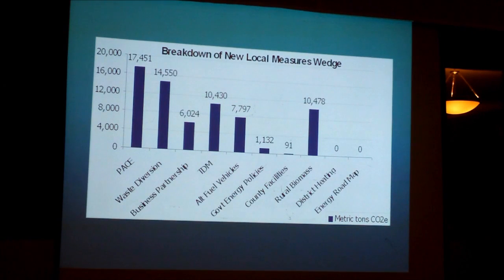So the new local measures that we identified, we came up with 10 of them, and I will also say that all of this does get us to the 20% reduction by 2020 that we've been trying to achieve. But it is going to take a lot of work, and it's going to take everybody working together to do that. But you can see PACE stands for Property Assessed Clean Energy.